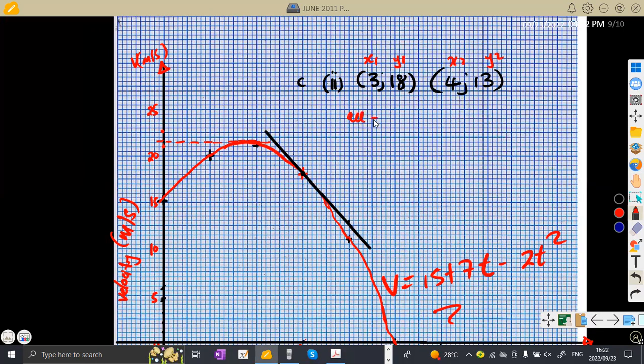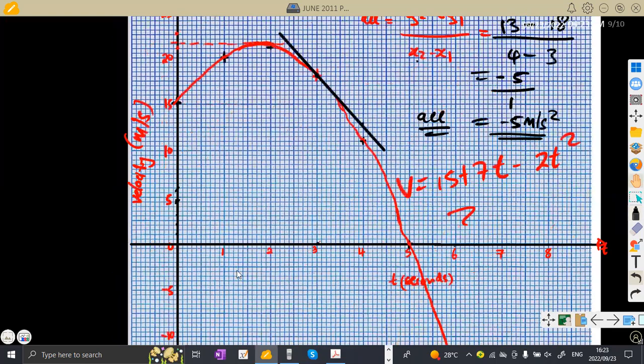And that acceleration is equal to the gradient, which is y2 minus y1 over x2 minus x1. Just like your gradient, y2 is 13, so it's 13 minus 18 over x2, which is 4 minus 3. So 13 minus 18 is minus 5, over 1, which gives us minus 5. But this is acceleration, so it's measured in meters per square second. That will be your acceleration, calculated just like gradient. So guys, as you can see, pretty much easier.